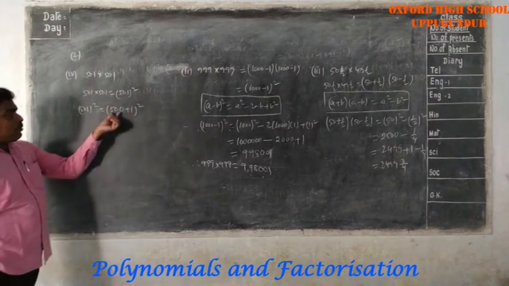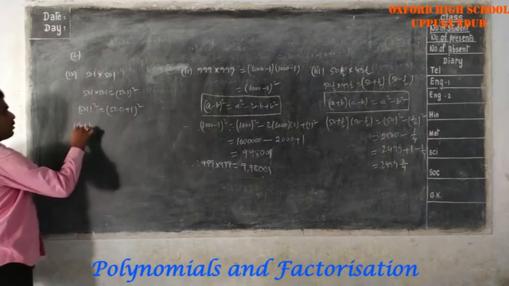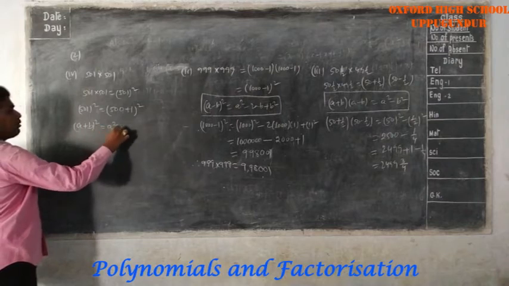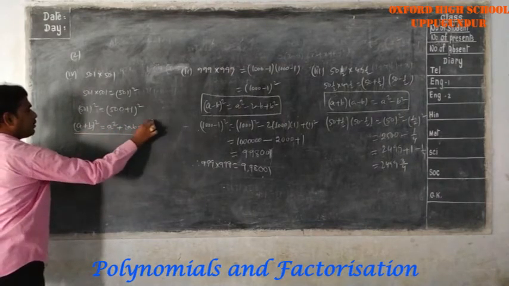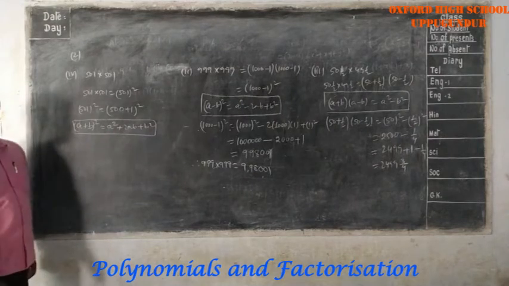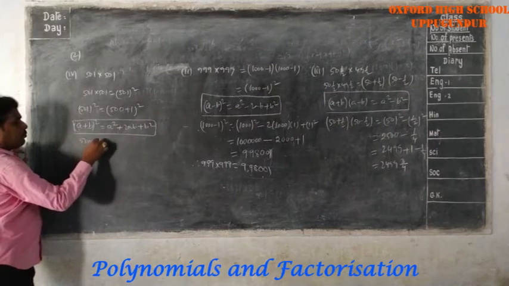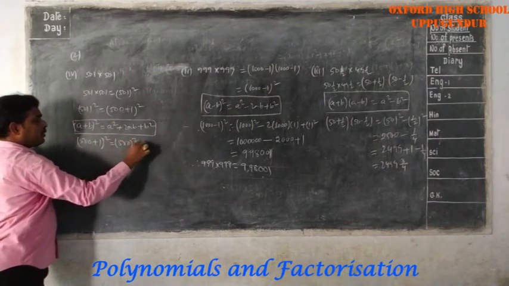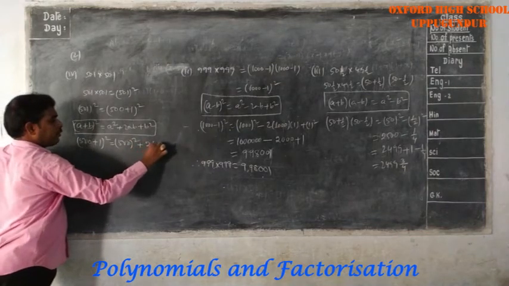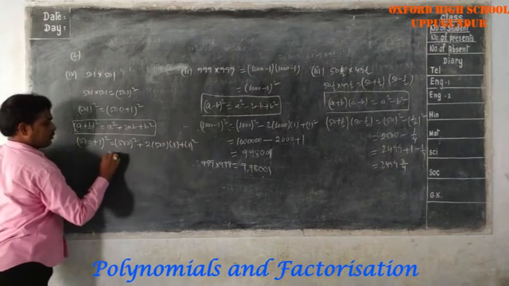Now this is the form of a plus b whole square. A plus b whole square equals a square plus 2ab plus b square. This is the identity you have. Using this identity, you can expand this. 500 plus 1 whole square equals 500 square plus 2 into 500 into 1 plus 1 square.